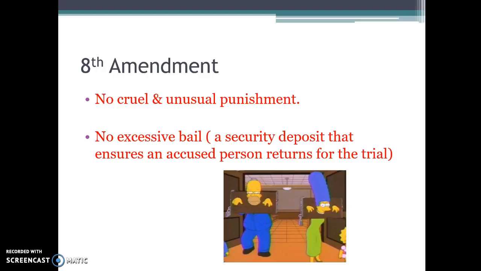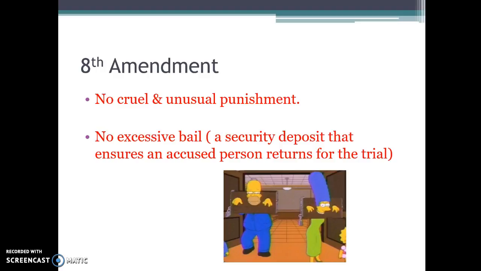Next up, we have the Eighth Amendment. The Eighth Amendment says that there should be no cruel and unusual punishment, and that there should be no excessive bail. So let's talk about cruel and unusual punishment. That is kind of a broad definition. So no public whippings, no hangings in the center of town, no being locked into the stockade and left there for days on end. The other part is no excessive bail.